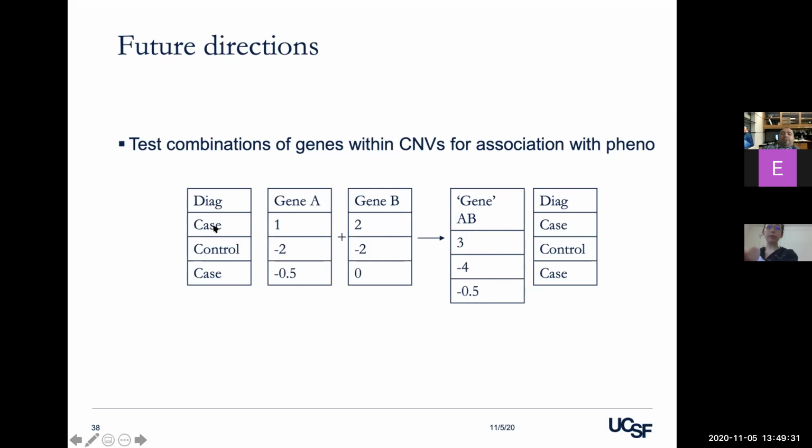Well, if you consider between cases and controls, the difference here between controls and cases is, like, 3. But if we combine together two genes, 3, 4, this difference is now 7. So now these differences between cases and controls could be much larger and allow us to pick up maybe signal that we just would not have been able to find looking at individual genes alone.